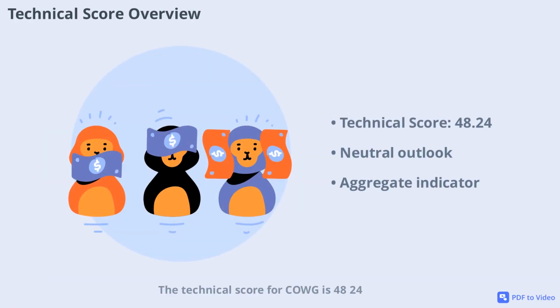The technical score for COWG is 48.24, which is close to the midpoint of the scale. This suggests a neutral technical outlook, with no strong bullish or bearish bias. The score aggregates multiple indicators including trend, momentum, and volatility, to provide a quick summary of the stock's technical health. Investors should use this score as a starting point and delve deeper into individual indicators for a more nuanced view.